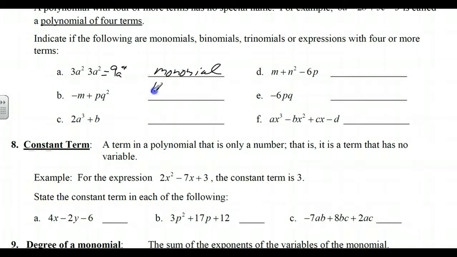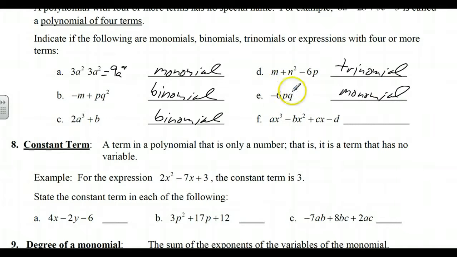Negative m plus pq squared, 2 terms, binomial. 2a cubed plus b, binomial. Okay, remember the mono, bi, tri refer to the number of terms. Trinomial. Monomial. It doesn't matter how many letters we have. And 1, 2, 3, 4, this is a polynomial in 4 terms. Polynomial. And if we want to be more specific, then we say in 4 terms.